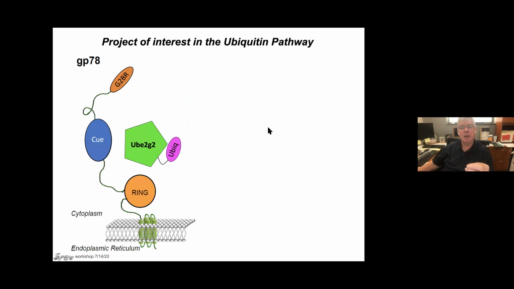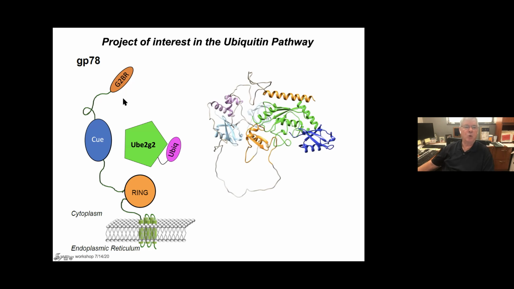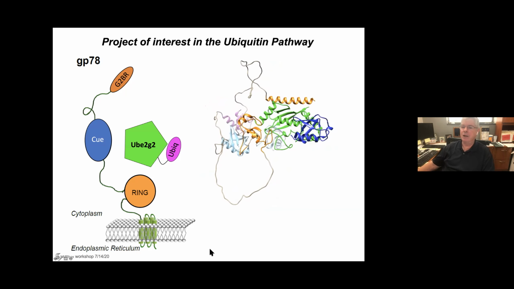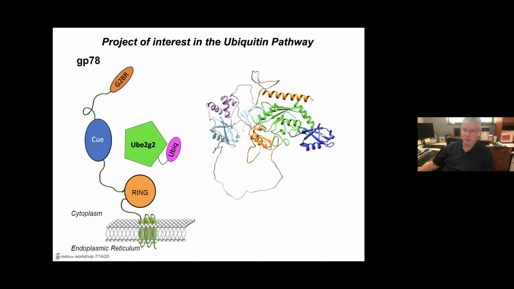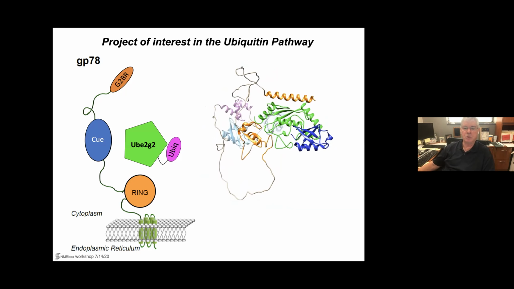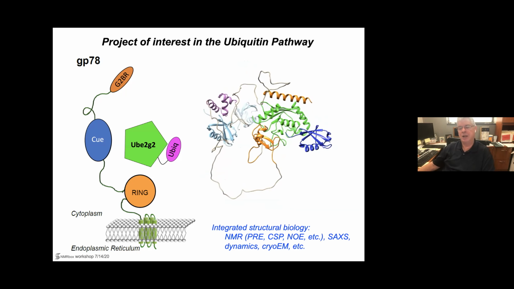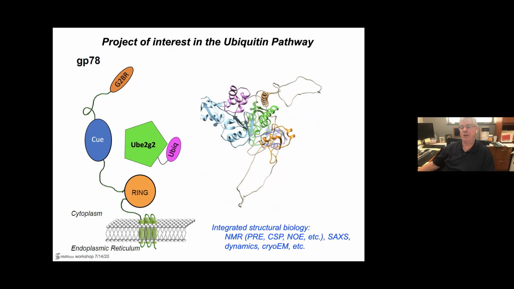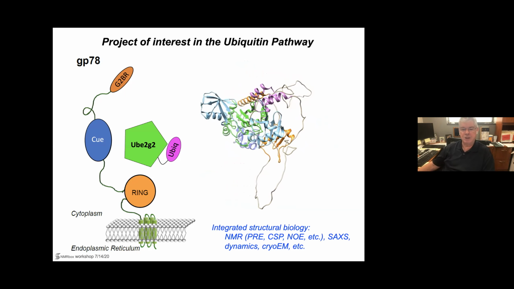Now, I'm going to illustrate these with a particular system that we've studied in the lab in the ubiquitin pathway. It involves a multi-domain protein that has a transmembrane domain. This protein is called GP78. It has different ordered domains. And this is just a model of this system, but it includes all the domains of the protein. So it's quite complex. It's rather large for NMR. It has intrinsically disordered regions as well as ordered regions. And we take an integrated approach and apply all kinds of different tools, various NMR tools, SAXS, molecular dynamics. We hope to use cryo-EM, all kinds of things to understand this.